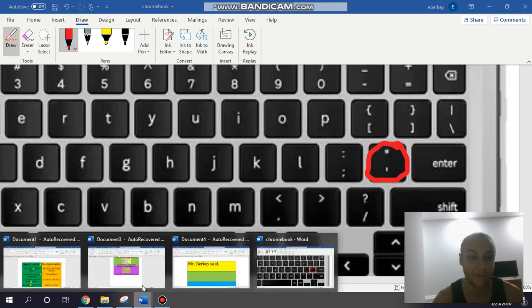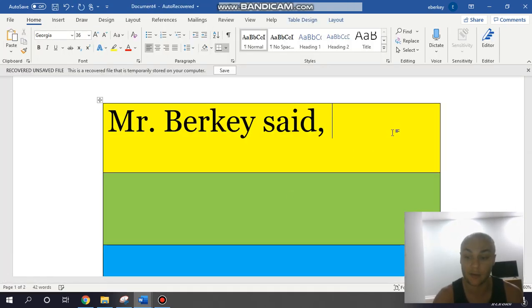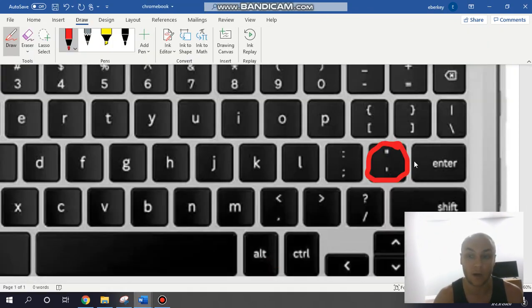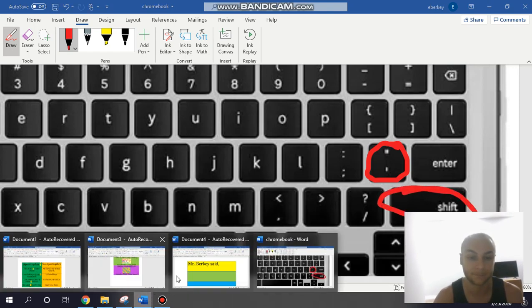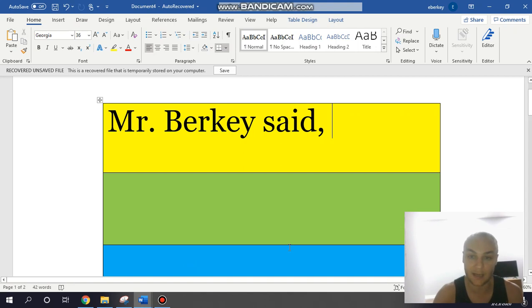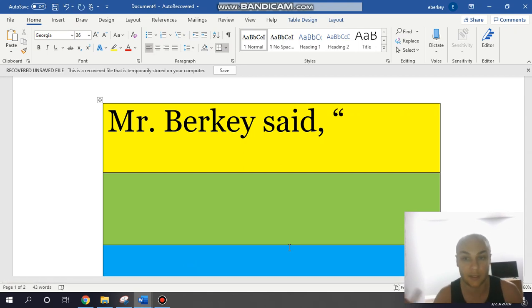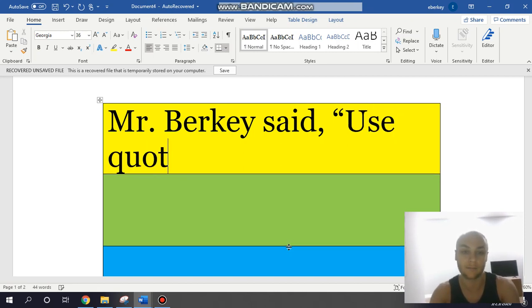Now, I'm going to come back to this document, and I'm actually going to put it in. Quotation mark. Mr. Berkey forgot to tell you one special thing. We also have to click the Shift button at the same time. So you click Shift and quotation mark at the same time. Quotation mark. Woo! Mr. Berkey said, "use quotation marks.